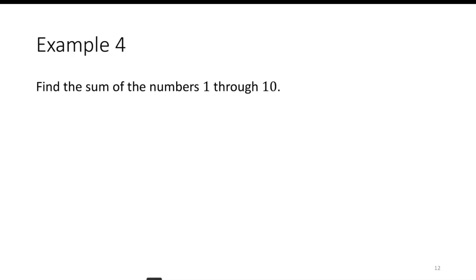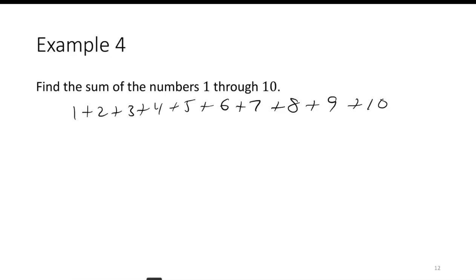All right, suppose you want to find the sum of the numbers 1 through 10. So that is, 1 plus 2 plus 3, 4, 5, 6, 7, 8, 9, and 10. Now you could just add this directly, like 1 plus 2 is 3, 3 plus 3 is 6, 6 plus 4 is 10, 10 plus 5 is 15, and so on.